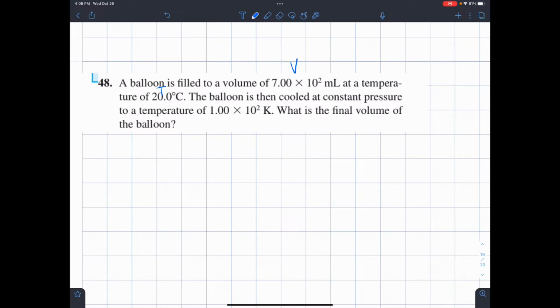The balloon is then cooled at constant pressure. So P is constant, it does not change, to a new temperature. So here I'm going to put T2 to distinguish it from T1. What is the final volume, V2, V1?